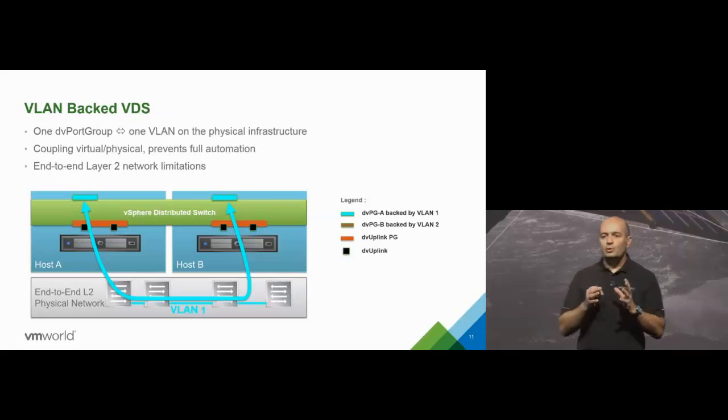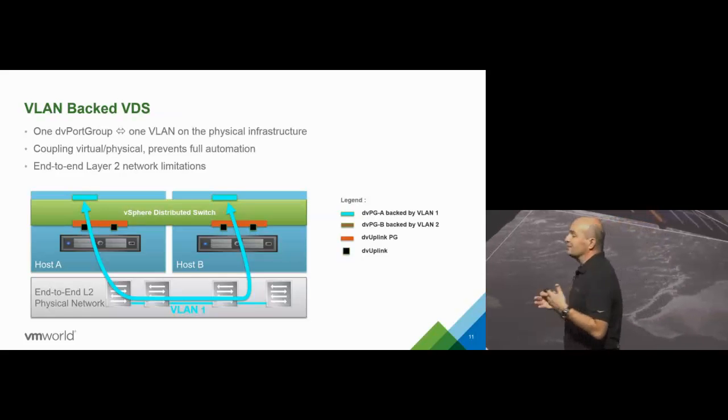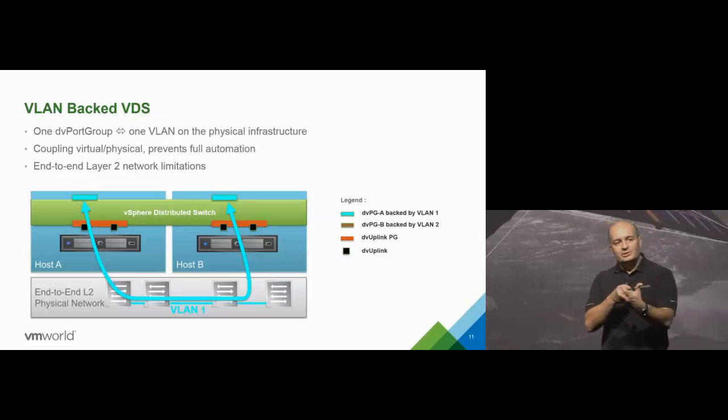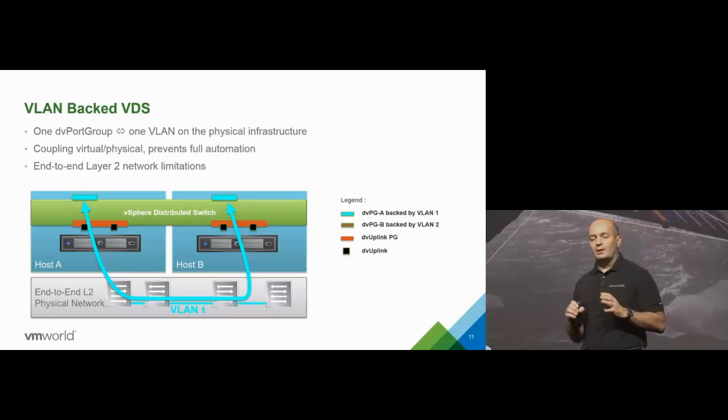So, a VLAN-backed VDS is what we've always known before NSX. Basically, you have a one-to-one association between a DV port group and a VLAN. So if I create a new DV port group, and if this DV port group extends beyond a host, it needs to be associated to a VLAN so that its network traffic can be extended to this other host. So this solution, which works fine, has two, I would say, drawbacks.